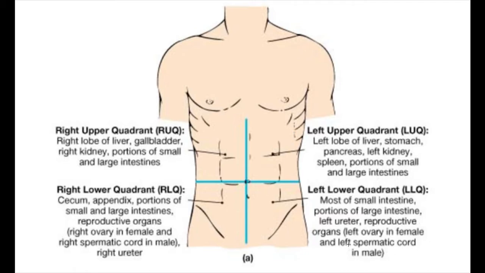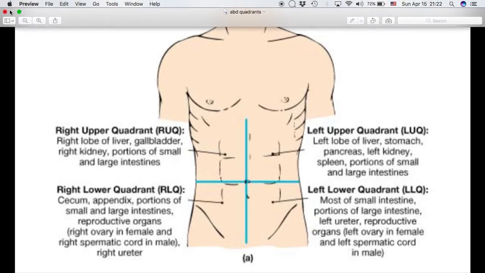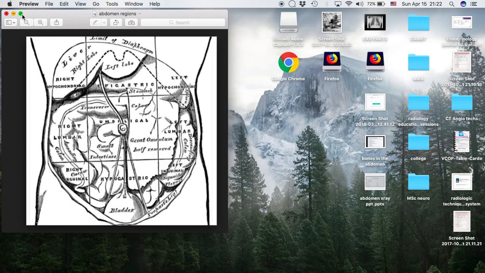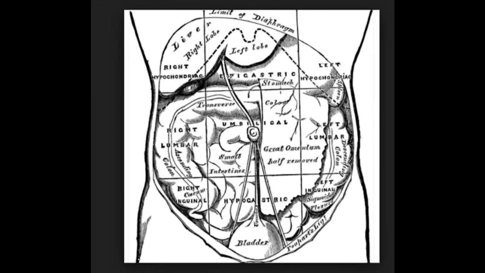Okay, so it has the left ureter, the reproductive organs, the left ovary in a female, and the left spermatic cord in a male. So these are the four quadrants. And then we have the regions. Regions are actually divided into 9 regions, and they have names also to identify organs.